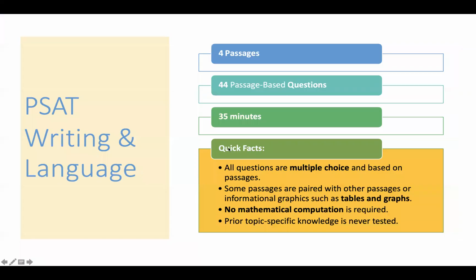All right, so on the writing and language, there's 4 passages and 44 passage-based questions. It's 35 minutes, and it's also multiple choice. There's also tables and graphs, and there's no math computation there. It might ask you to identify, what would have been a better word for this in the sentence and things like that. So that's how it tests your ability to write, even though you might wonder, how do you do multiple choice if it's a writing?